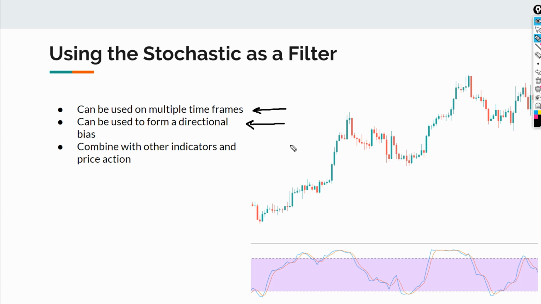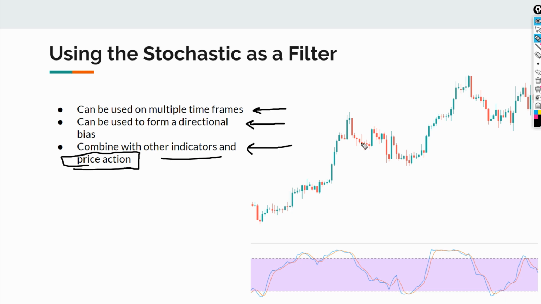The next thing I'm going to mention is that using the stochastic can be very effective if we're combining it with other things, primarily other indicators and price action. So if you like price action, you can combine your stochastic knowledge that you've learned from this video with the price action concepts that you know. And if you don't know, you can check out my playlist section. I have a free price action course for you to check out, and maybe combine some of the lessons you learned from that with the stochastic lessons that we've talked about today.